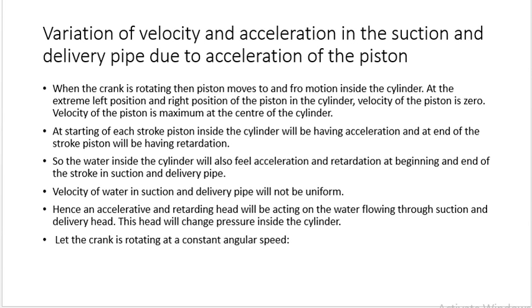As I had discussed, at the starting of any stroke, that is, when the piston is at the extreme left or extreme right position, the velocity of the piston is 0. It means when any stroke is starting, velocity is 0. It starts increasing when the piston moves from left to center or right to center, then again decreases up to the value of 0 when the stroke ends. It means when the stroke starts, the piston will be having an acceleration, and at the end of any stroke, the piston will be having a retardation.